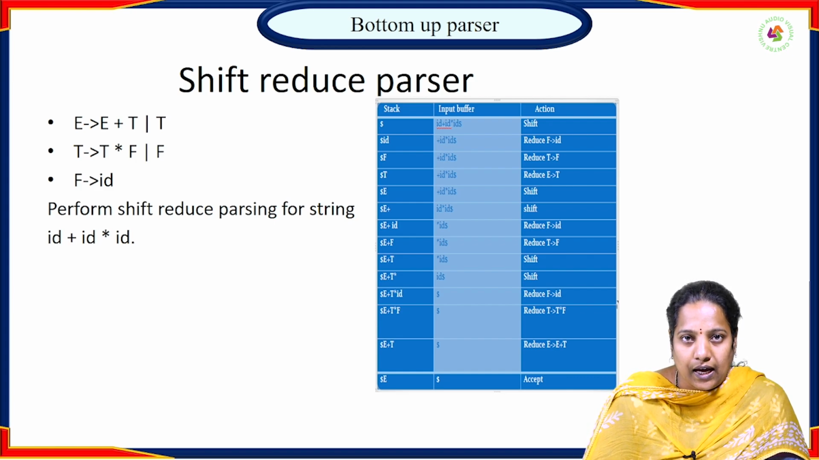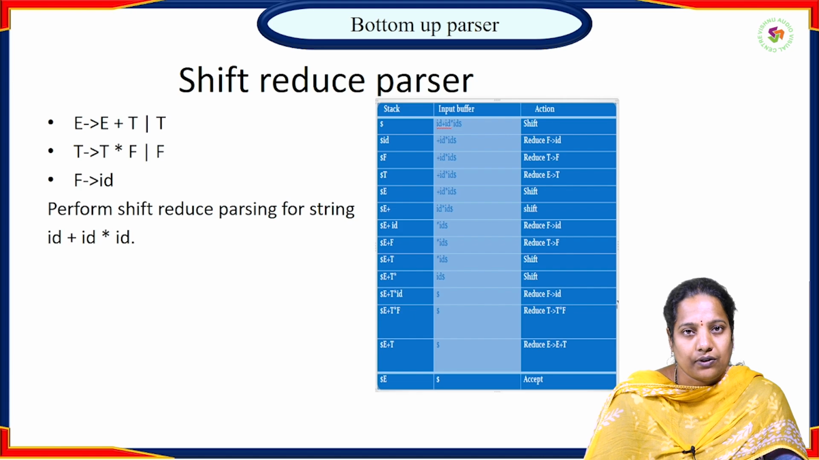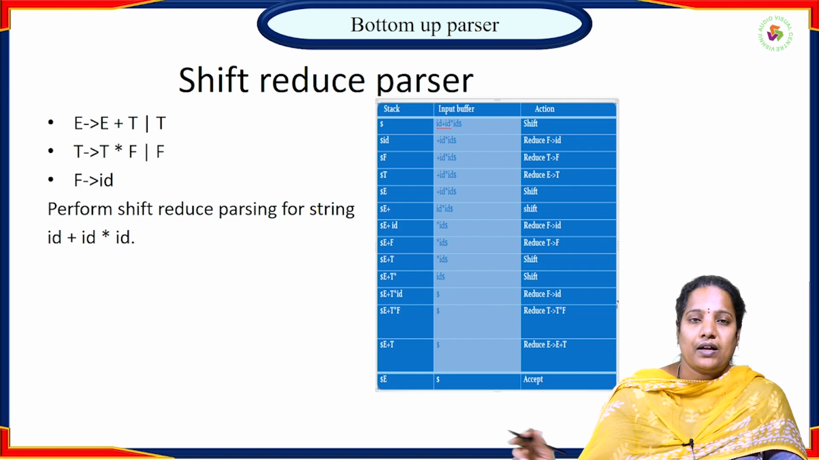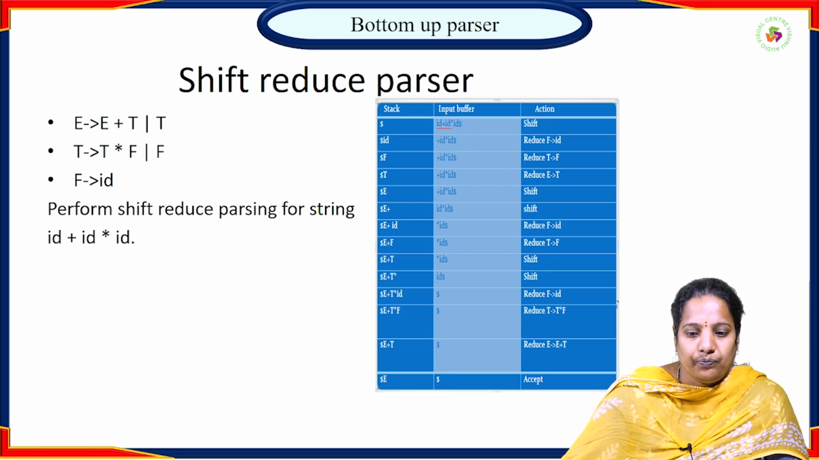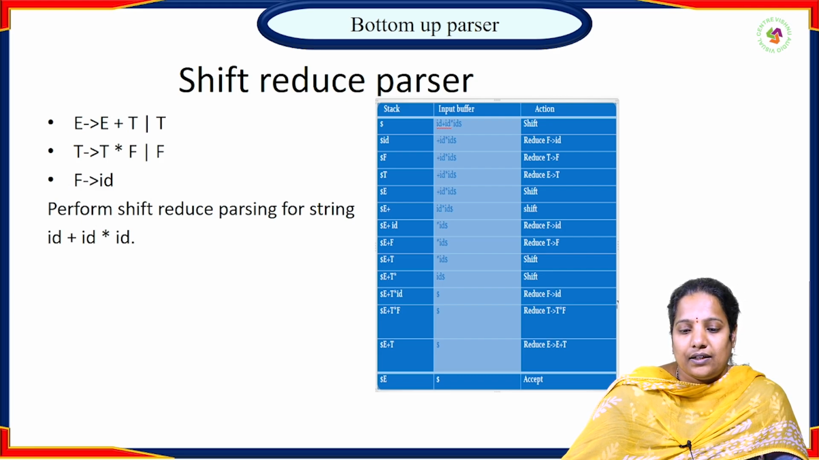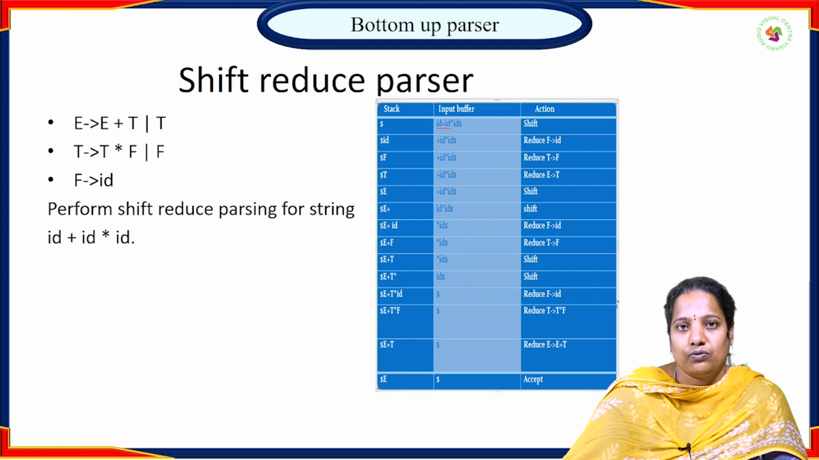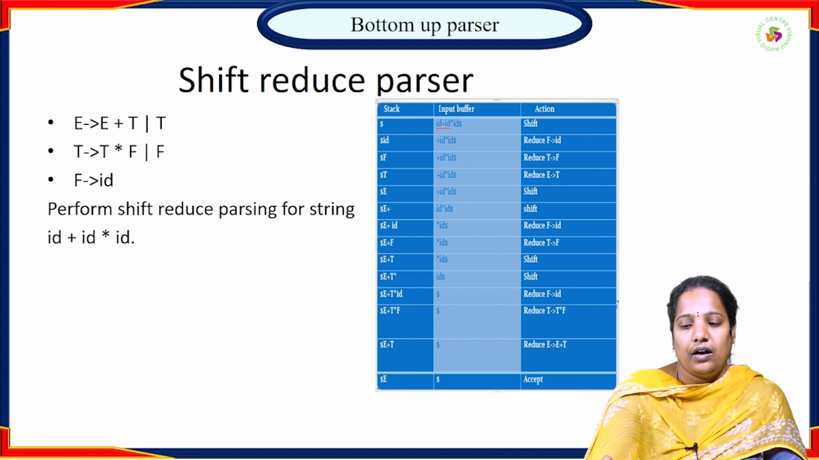For example, take this grammar: E tends to E plus T, T tends to T star F, F tends to ID. To perform shift reduce parsing, the given input string is ID plus ID star ID. We need to take three columns: the stack, the input buffer where we store the input, and the action, which tells what type of action we need to perform.